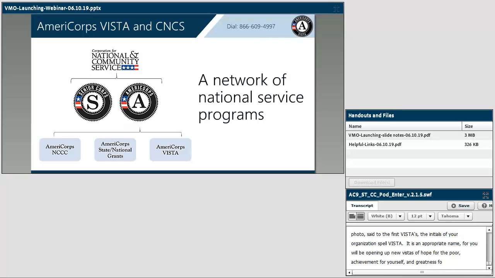Now, fast forward about 30 years to 1993, and VISTA joins AmeriCorps, becoming part of a network of national service programs of the Corporation for National and Community Service, or CNCS. You may have heard of some of our grantees and partners, groups like Habitat for Humanity, City Year, Teach for America, as well as the Rockefeller Foundation and Service Year. And those are in addition to programs that CNCS manages directly, namely Senior Corps and AmeriCorps. And within AmeriCorps are AmeriCorps NCCC, AmeriCorps State National, and of course, AmeriCorps VISTA.